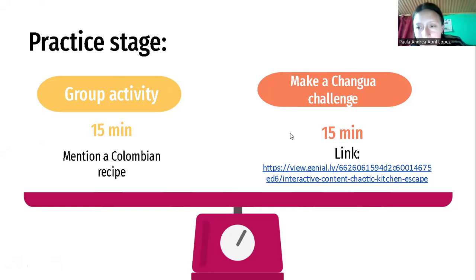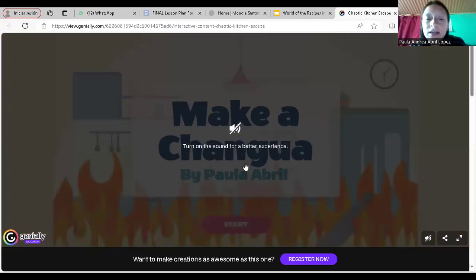And after you finish this activity, you work in groups with a partner. This challenge is a make a changua challenge, and it has to last 50 minutes. And so we are going to move to the link in order to see the activity.